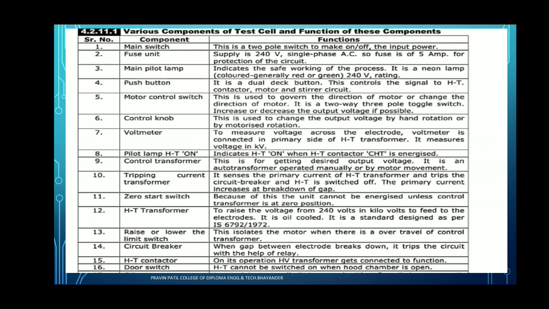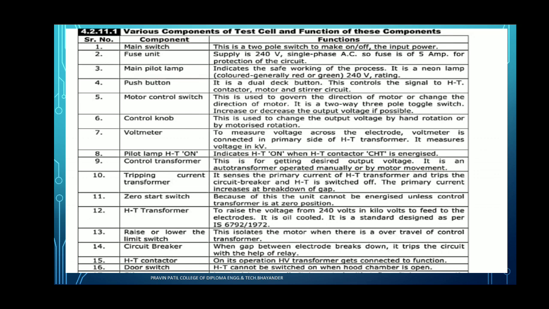Next component, voltmeter. To measure the voltage across the electrode, we have to use a voltmeter. The voltmeter is connected on the primary side of the ST transformer. It measures the voltage in kilovolt. That is kV, the unit representation for the voltmeter.